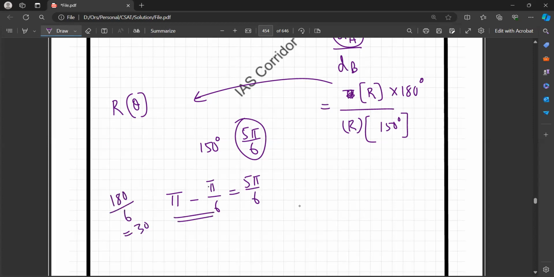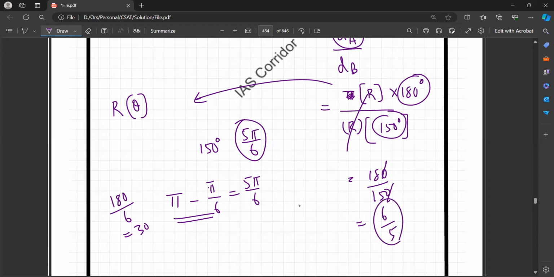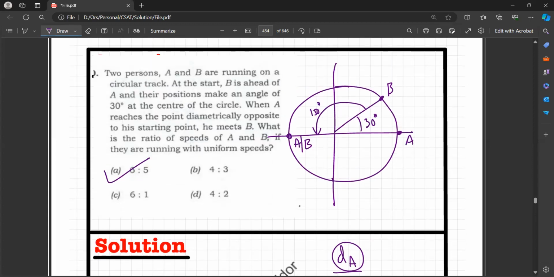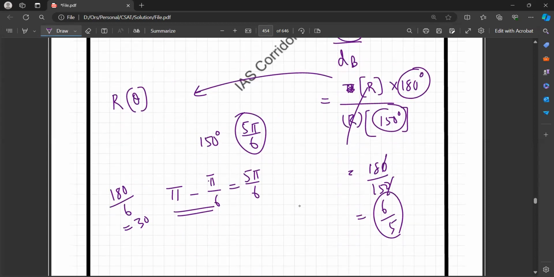Got it? But if we don't know that, we can write 180 divided by 150. R getting cancelled. 180 by 150, which will be equals to these are similar terms. If you cancel the 0 0, cancel by 3, 6 by 5. Got it? The answer would be 6 by 5. That is 6:5. Clear? Got it? Coming to the next problem.